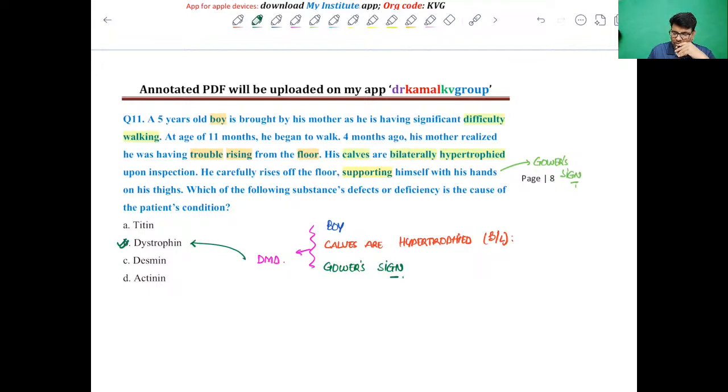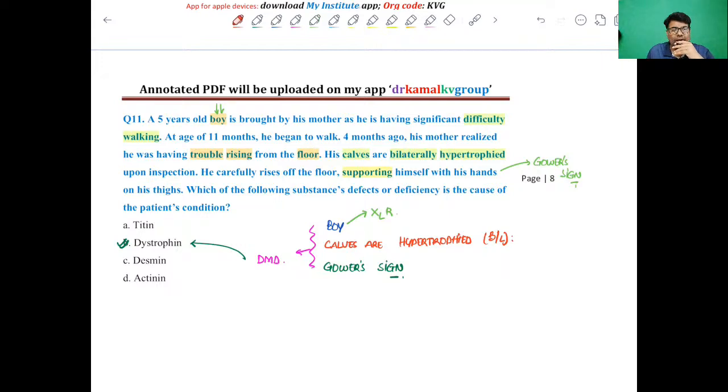Now here, two more important points I want to highlight. The condition is seen in boys. So this condition is XLR recessive, X-linked recessive, right? Only boys are affected. This is important point here.